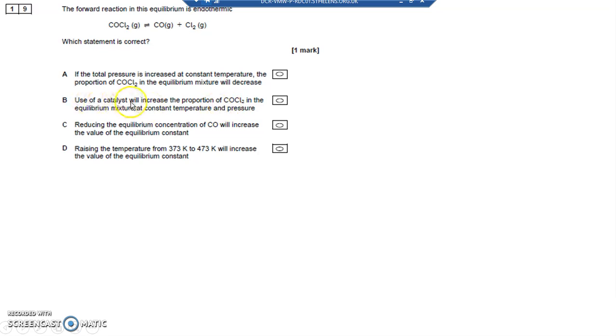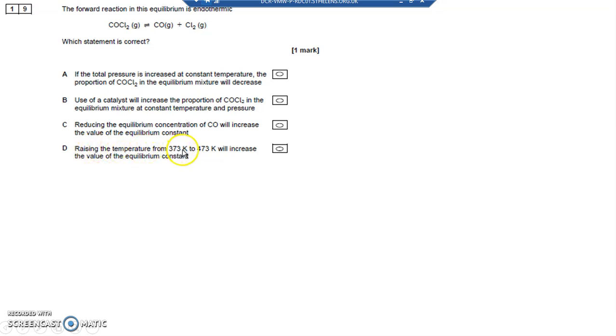The amount of COCl2 in the equilibrium mixture would increase, so that's right for A. The use of a catalyst will increase the proportion of COCl2 in the equilibrium mixture. No, it doesn't. A catalyst just increases the speed of the forward and backward directions and the speed at which equilibrium is reached. It doesn't shift the position of equilibrium to the left or right. Reducing the equilibrium concentration of CO will increase the value of the equilibrium constant. No, the only thing that alters the value of an equilibrium constant is temperature. So nothing else will do that.